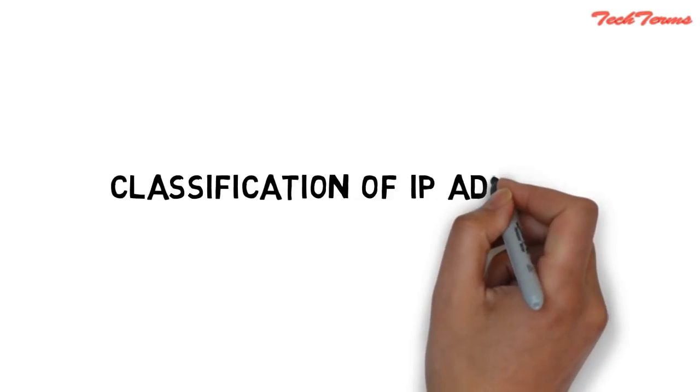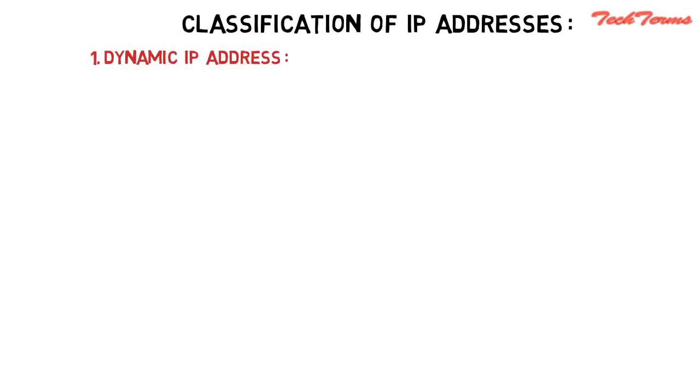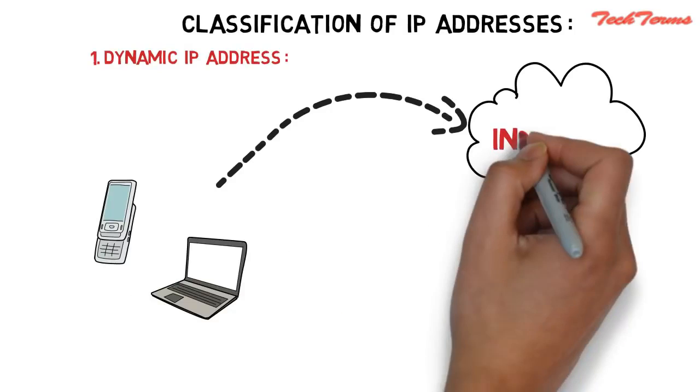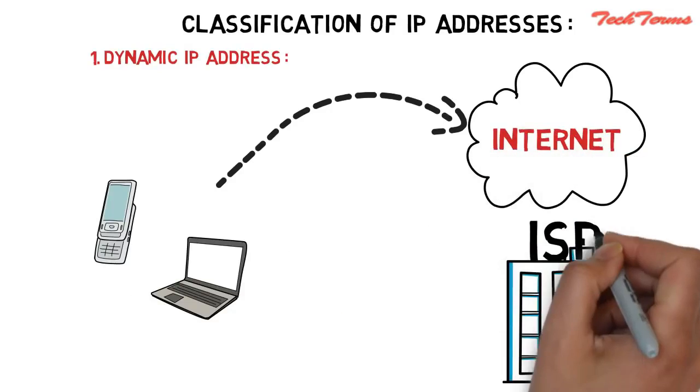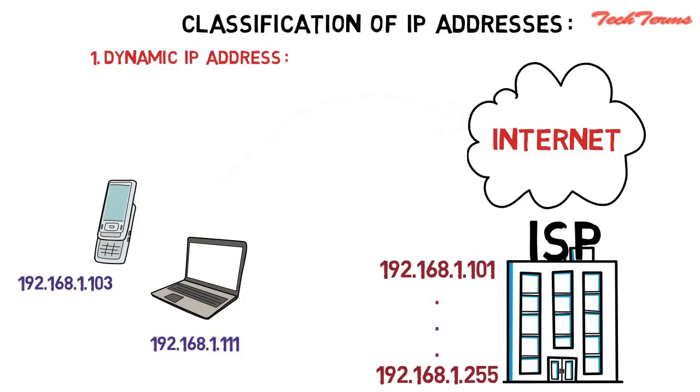IP address can be classified as dynamic IP addresses and static IP addresses, starting with dynamic IP addresses. When you connect your device like smartphone or computer to internet, your Internet Service Provider provides you an IP address from the range of available IP addresses.